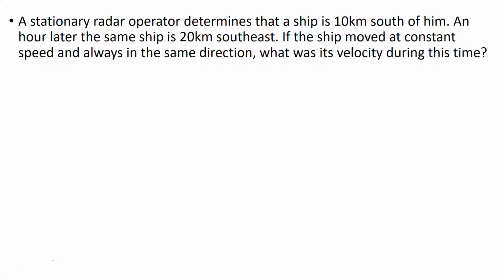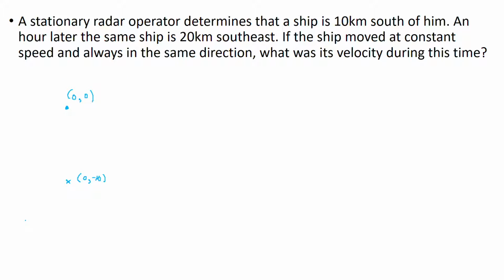So now we have a radar that detects a ship, and it detects that the ship moves some time later. So we can say that the radar is our origin, and it's going to be located at 0,0. Okay, and the first part where it finds the ship, it's here. It's 10 kilometers south of him. So that would be 0 comma minus 10. Okay, minus 10 is because it's to the south and this is our origin.